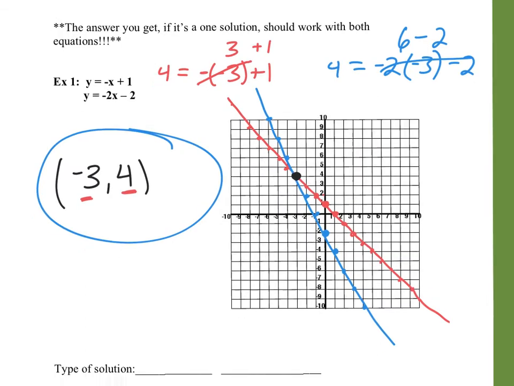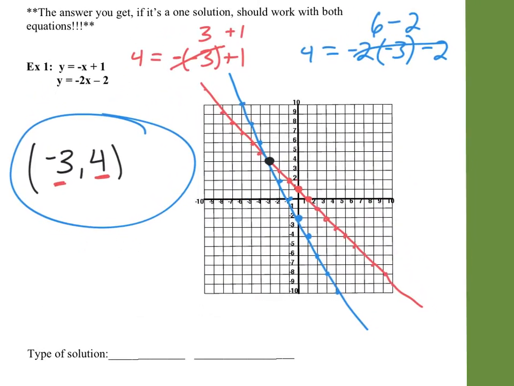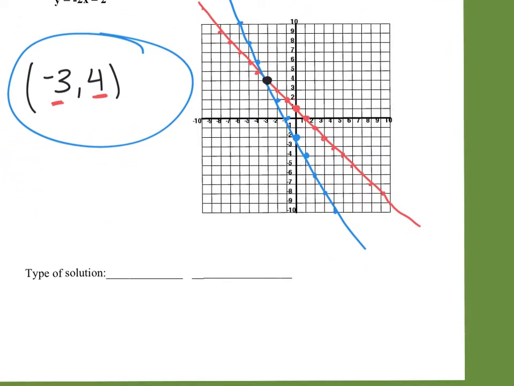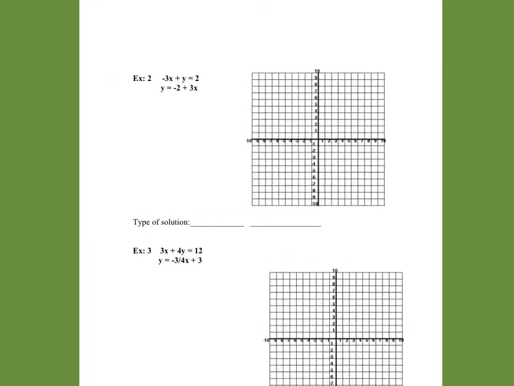Always good just to get in the habit of checking them just to make sure you did it right, okay? No harm in checking them. What type of solution is this? One solution, no solution, infinite solution? Just one. Got one answer. Questions on that? No, it's not too bad.